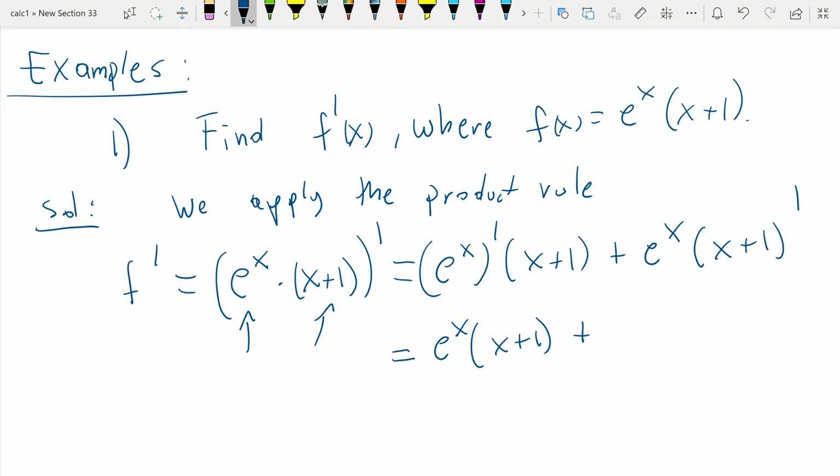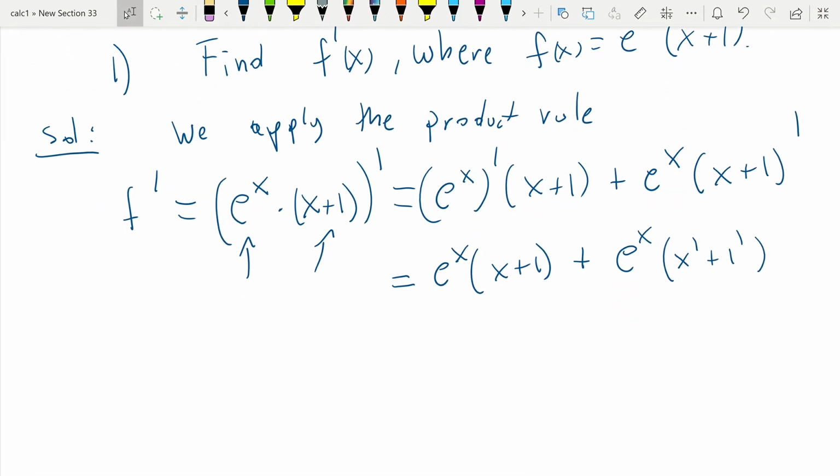Now, plus e to the x times the derivative of x plus 1, but here we apply one of the other rules. When you take the derivative of two functions that are being added together, we just take the derivative of each one and then add these two derivatives together to obtain the desired result. I mean, the derivative of the sum of these two functions. The derivative of any constant, in particular 1, is 0, so this is just 0. And the derivative of x, this is part of the power rules, is just 1.